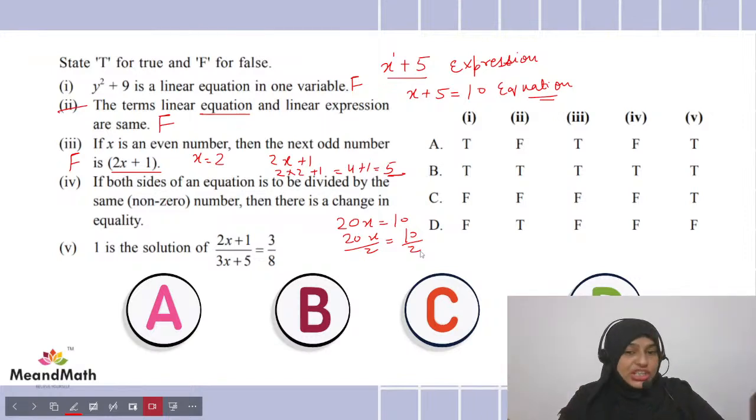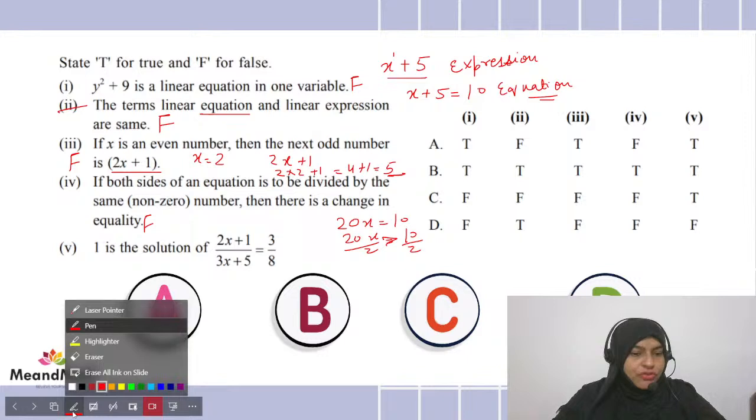Always remember that there will be no change in equality. When will equality change? It will only change if you are multiplying or dividing with a negative sign. Right? So if we divide by the same positive number, there will be no change in equality. If it is greater than, it will stay greater than. If it is less than, it will stay less than. There will be no change. So this is also false. Now we are getting all four statements as false.